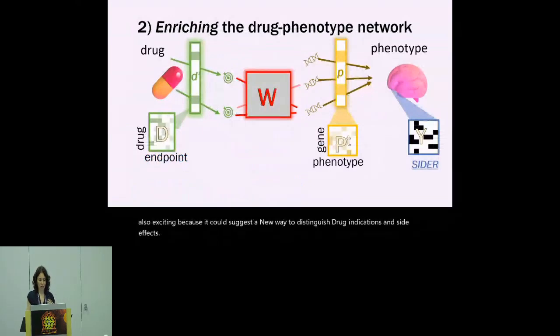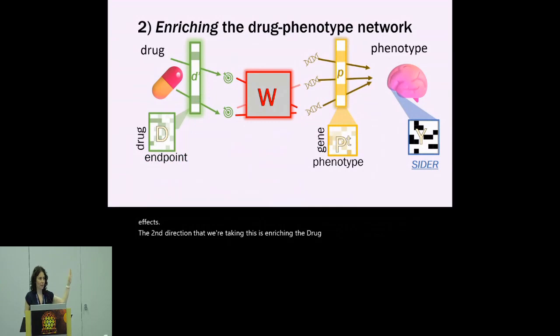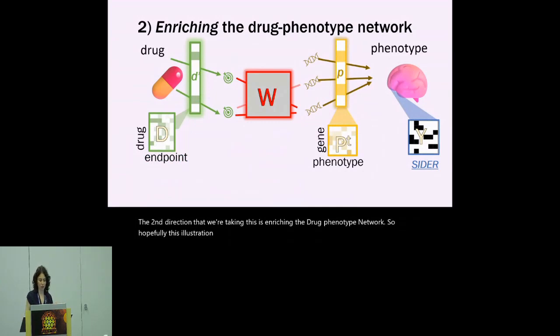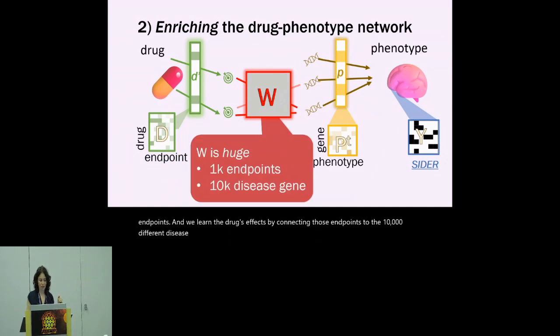The second direction that we're taking this is enriching the drug phenotype network. So hopefully this illustration is no longer too confusing to you. But what I wanted to point out here is we have a drug and we represent that drug with its profile of effects on 1,000 different endpoints. And we learn the drug's effects by connecting those endpoints to the 10,000 different disease genes through this matrix W. And this W has to have 1,000 endpoints by 10,000 columns.